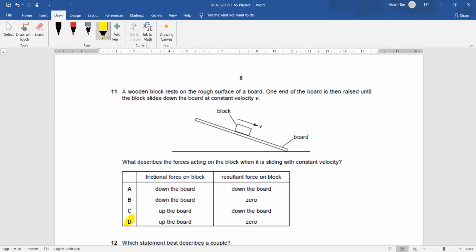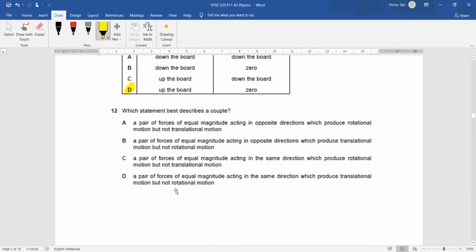Which statement best describes a couple? A pair of forces of equal magnitude acting in opposite direction which produce rotational motion but not translational motion. Not necessarily so. A pair of forces of equal magnitude acting in opposite direction which produce translation but not rotational motion is definitely not. A pair of forces of equal magnitude acting in the same direction. Not same direction. So it's opposite direction. A pair of forces of equal magnitude acting in opposite direction which produce rotation but not translational motion. So this is the best answer.